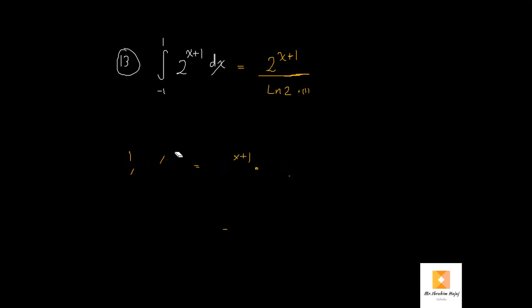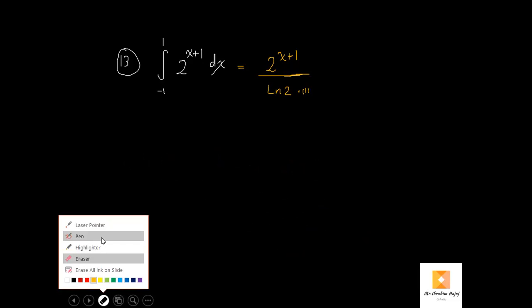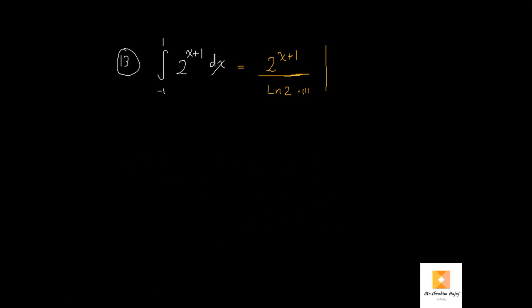What's the integral now of 2 to the power of x plus 1? It's 2 to the power of x plus 1 over ln 2. And then substitute, as a definite integral from what? Negative 1 to 1.